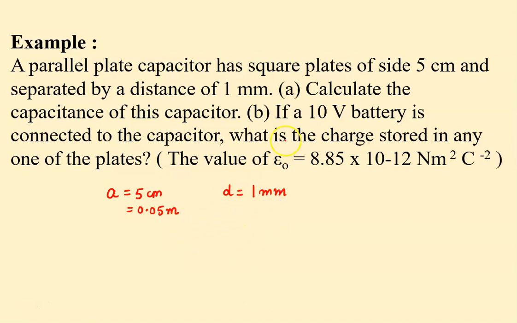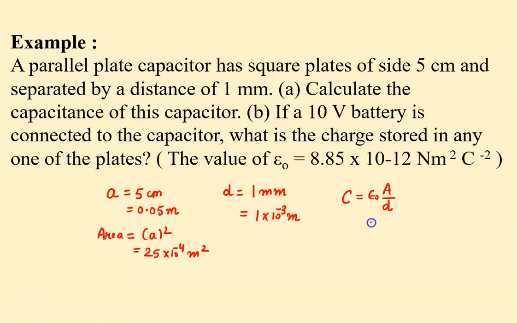In the first case, we want to calculate the capacitance of the capacitor. So you have to find C. C is given by epsilon naught A upon D. So you have to find the area first. The side is given to you, and you can find the area by the formula side squared. From here you will get that the area is 25 into 10 raised to power minus 4 meter square. Also we have to convert the distance into the SI unit of distance, that is meter. Milli means 10 raised to power minus 3 meter.